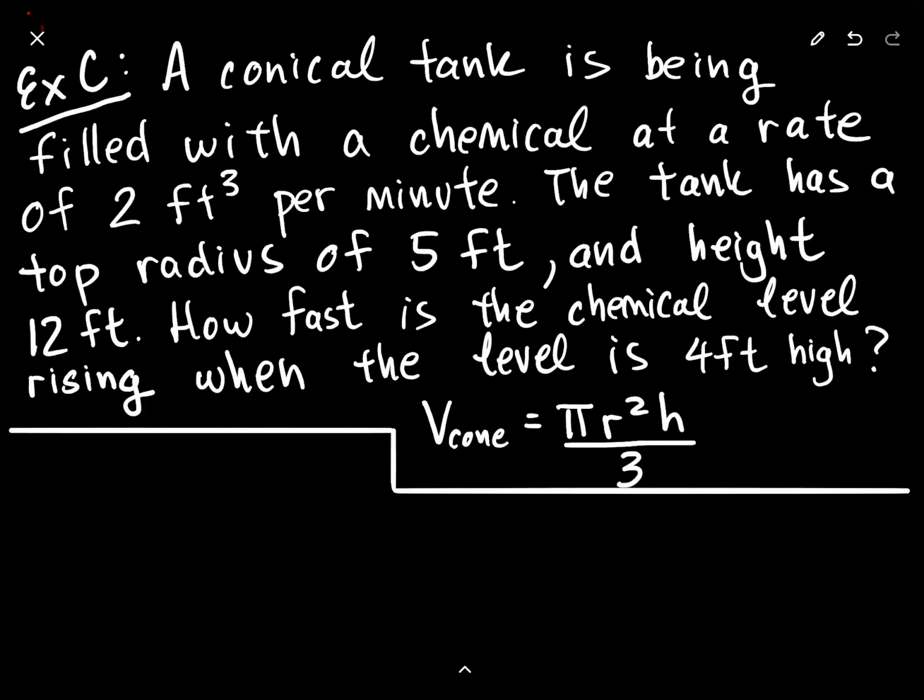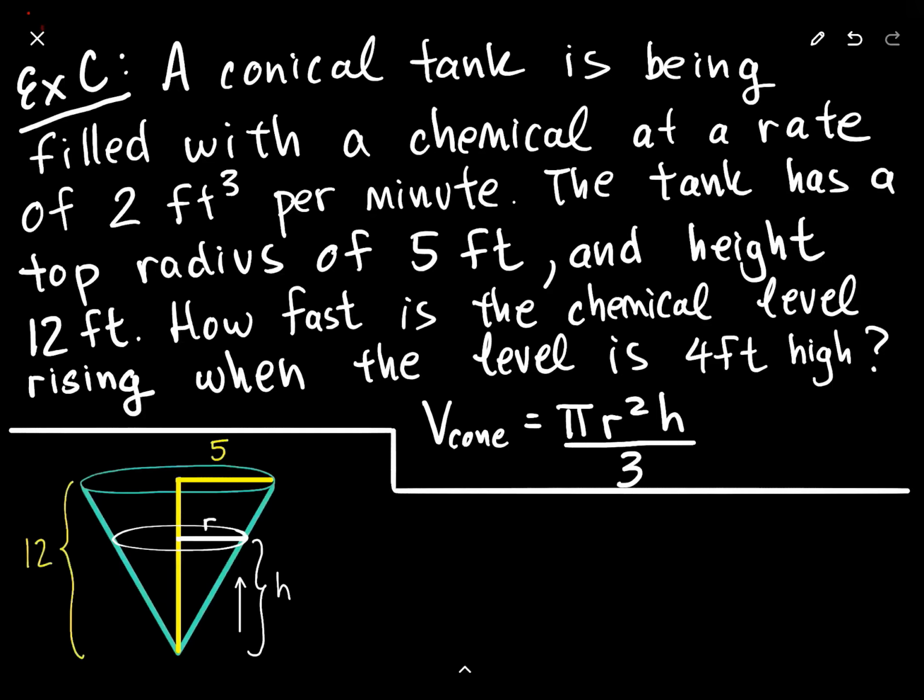So first we can make a sketch of the conical tank. You can see the top radius of the tank is 5 feet and the height of it is 12 feet. Since the tank is being filled with chemical, the volume of the chemical is changing, and the radius and height of the chemical in the tank is also changing. In this case, the volume, radius, and height of the chemical in the tank is changing with respect to time. We want to find how fast the chemical level is rising when the level is 4 feet high.